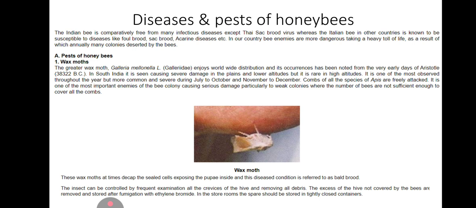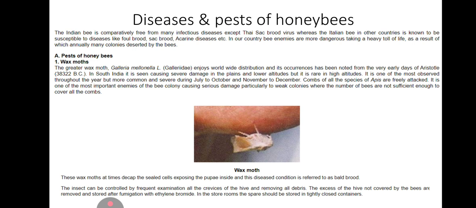In pests, the most important and dangerous pest is the wax moth, scientifically Galleria mellonella. This enjoys worldwide distribution and its occurrence has been noticed from very early days. Here combs of all the species of Apis are freely attacked by this. It is one of the most important enemies of the bee colony, causing serious damage, particularly to weak colonies where the number of bees is not sufficient to cover all the combs.